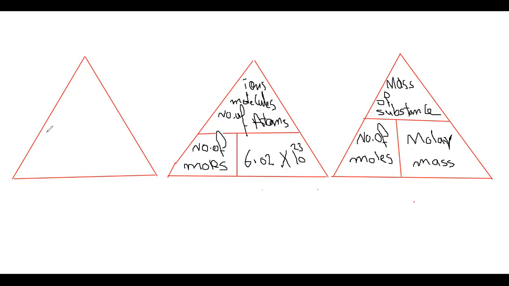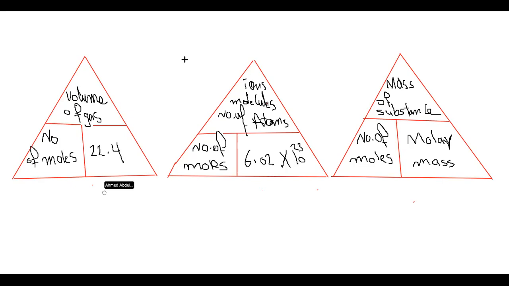So, number of moles equals volume of gas divided by 22.4, and it must be at STP. This is the third rule.